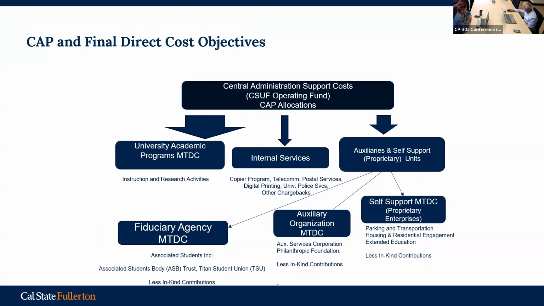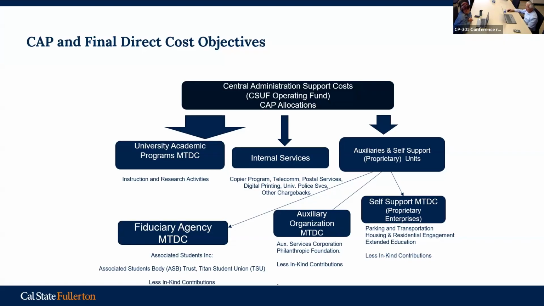And finally, we have another view here, and this one just showed that the majority of the things that we allocate come from central administration, and there are 3 ways to recover those costs. One that I mentioned is direct charge: copy machine, telecom, all those things are directly charged. And then a portion of the central administrative charge goes to the instructional function, and the remaining is charged to the auxiliaries and self-support.